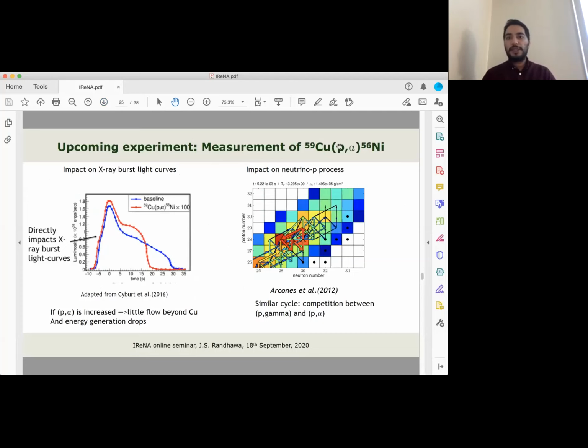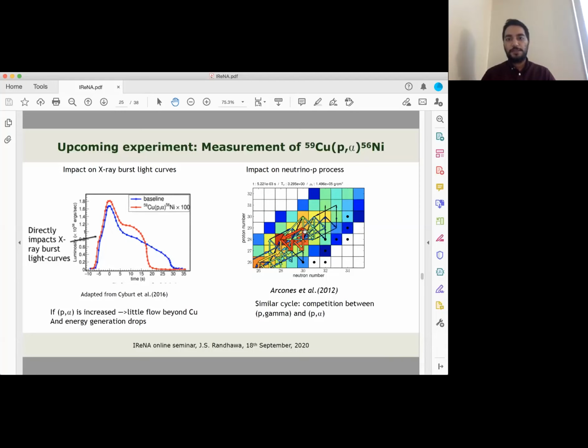This is the 59 copper P alpha. This is another important reaction which can directly impact the X-ray burst light curves. The reason is that this is actually the competition between P alpha and P gamma. If the P alpha is stronger, it stops the flow and it cycles back to nickel. So that's why it's called the copper nickel cycle, and that's why there's a sharp drop in the energy, and the light curves are very different.